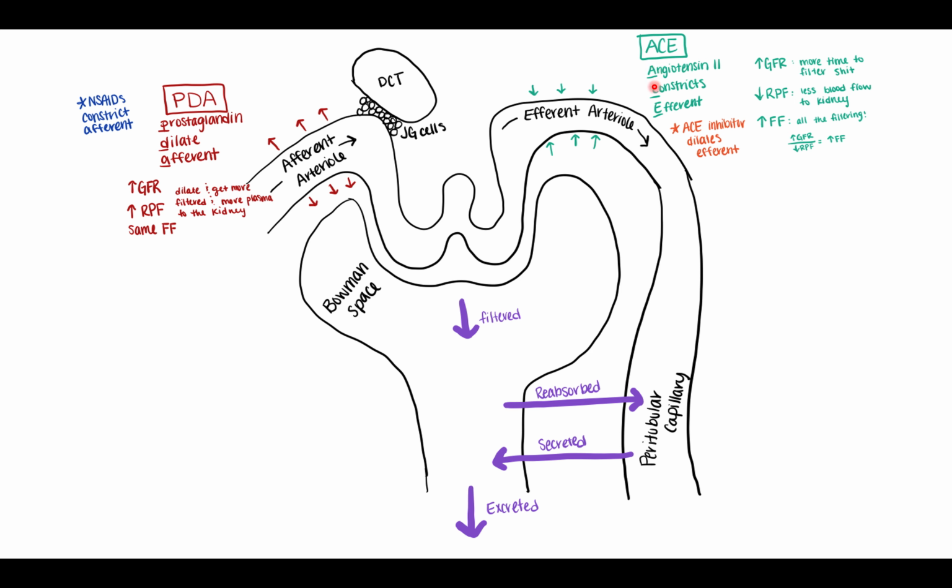So we know ACE is angiotensin II constricting the efferent. What happens if you give an ACE inhibitor? Well, it's going to inhibit this constriction, right? So then we're going to have dilation of the efferent arteriole. If you can really remember what direction is filtered, reabsorbed, secreted, excreted, and then remember PDA and ACE, you can get a lot of questions right about what's happening in the kidney. Are we filtering? Are we messing up the flow? Are we messing up the filtration fraction? And also bringing in different types of drugs and what each drug does to each arteriole.